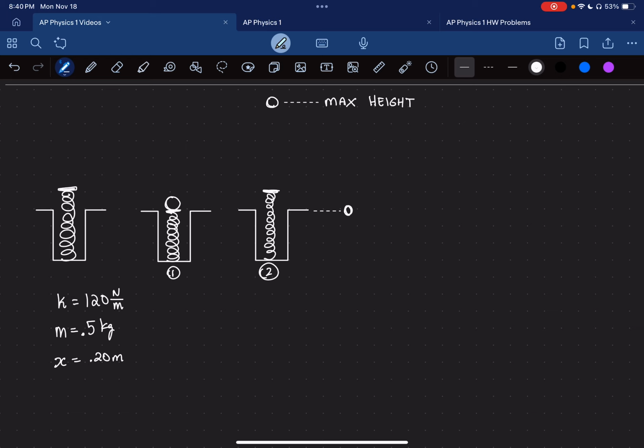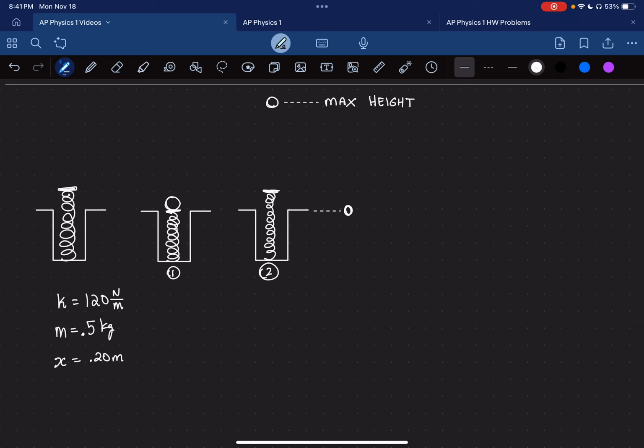Here's a spring in its equilibrium position. So this is where the spring is normally. In position 1, we are placing a ball against it. It is compressed. The displacement is 0.2 meters. The mass of the ball is 0.5 kilograms. And the spring constant of this spring is 120 newtons per meter.